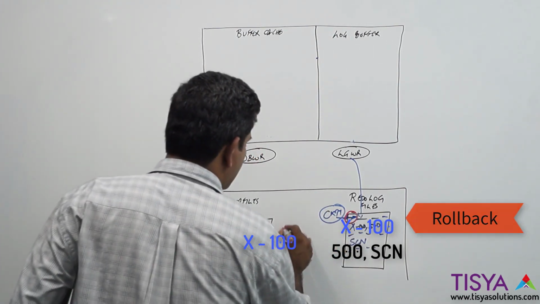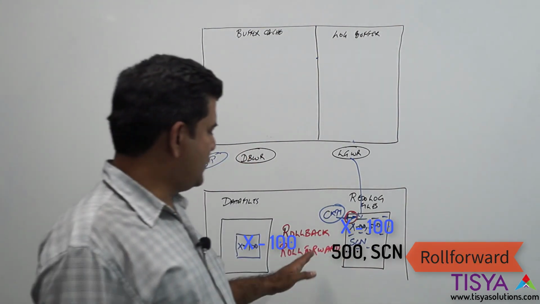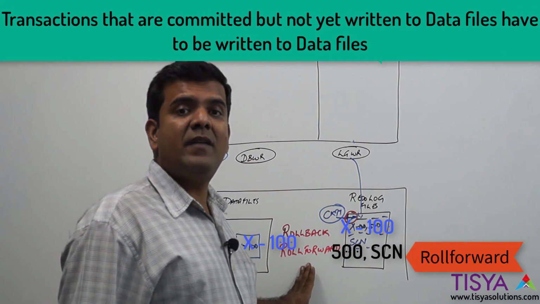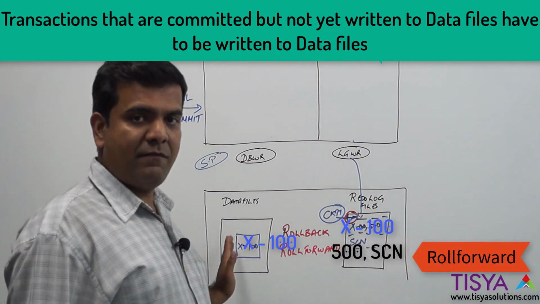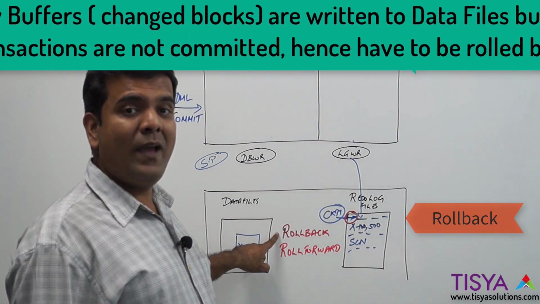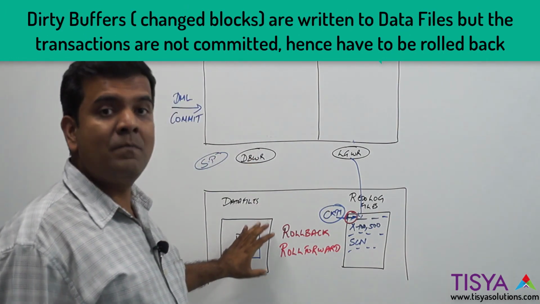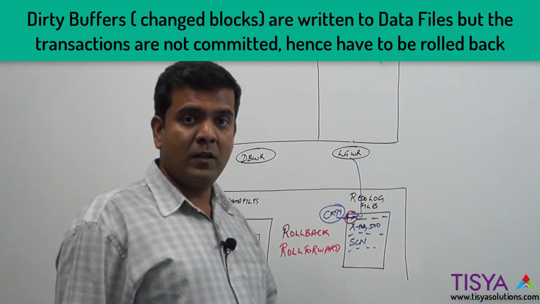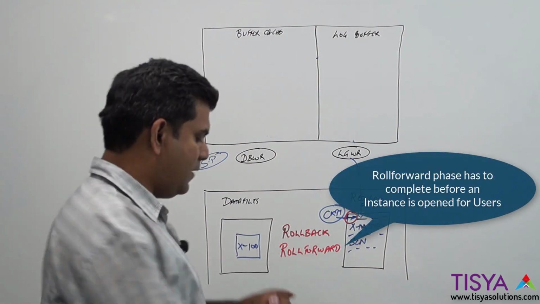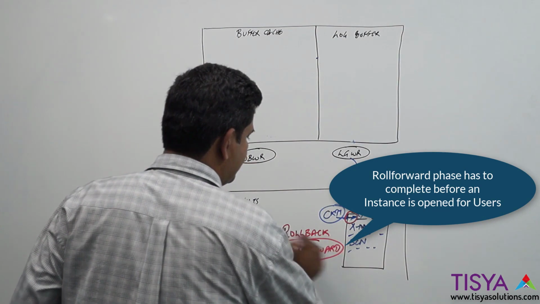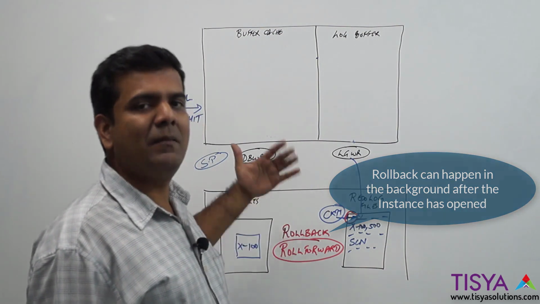So there are two things: roll back and roll forward. What is roll forward? Those transactions which have been committed but not yet written to data files is the application of commits into the data file. Roll back is where I made changes in my memory and my DB writer also wrote it down, but that transaction is not committed. So such transactions will have to be rolled back. These are the two things that happen. In fact, roll forward is mandatory to be completed before the instance opens up. Rollback can happen in the background also.